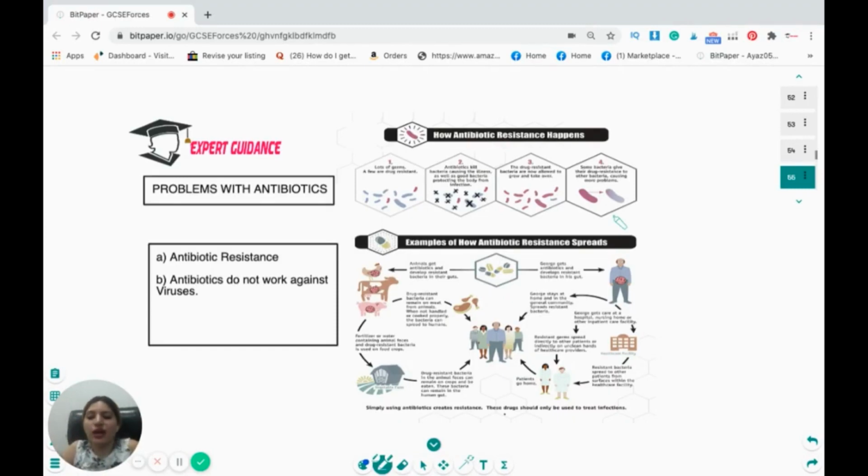This is usually common when people do not complete the course of antibiotics. Doctors recommend them to do at least a 3 or a 5 day course of antibiotics, but after taking 1 or 2 doses, they feel better and they stop taking the medicine. Now, what happens when they stop taking the medicine?